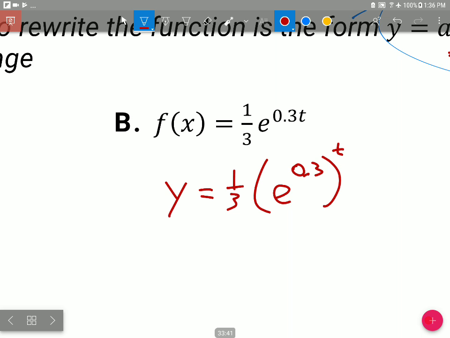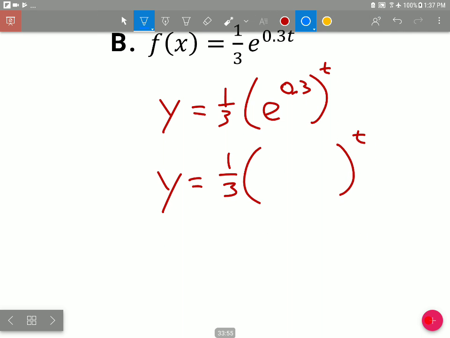What did we do next? Put in the calculator. Put what in the calculator? E to the 0.3. Good. So shove e to the 0.3 in the calculator. And tell me what you got. Give me 4 decimal places. 1.3498. Okay. 1.3499. Okay. Cool. We'll go with it.